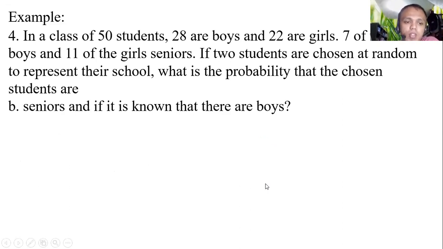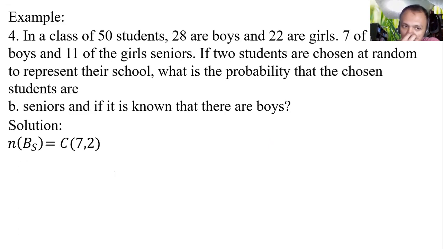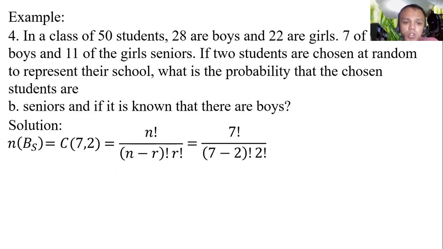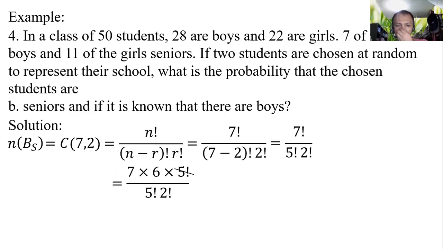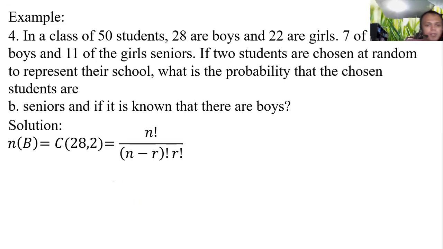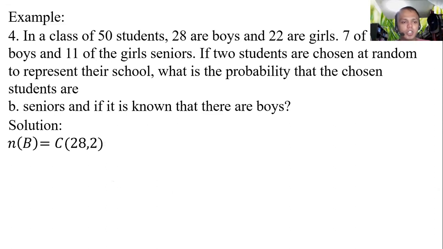Okay? Next, letter B, seniors, and if it is known that there are boys. Okay? So we have number of B sub S is 7, a combination of 7 and 2, no? So I guess hindi ko na kailangan i-discuss, no? Kasi nga na-compute na natin kanina. Jump tayo sa number of boys.